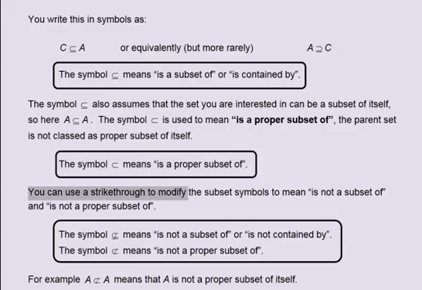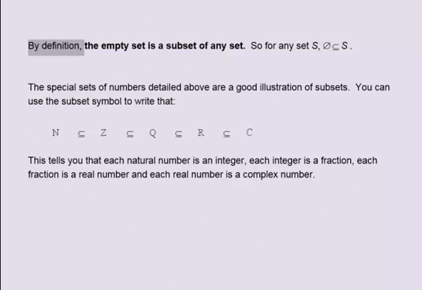You can use a strike through to modify the subset symbols to mean "is not a subset of" and "is not a proper subset of." The symbol ⊈ means "is not a subset of," or "is not contained by." The symbol ⊄ means "is not a proper subset of." For example, A is not a proper subset of A, means that A is not a proper subset of itself. By definition, the empty set is a subset of any set. So, for any set S, the empty set is a subset of S.